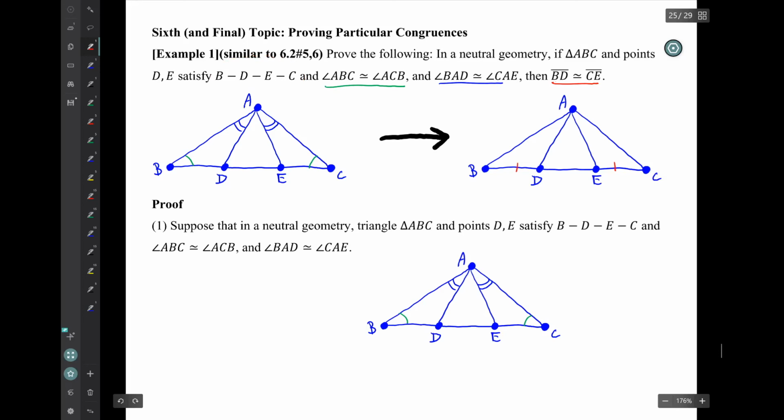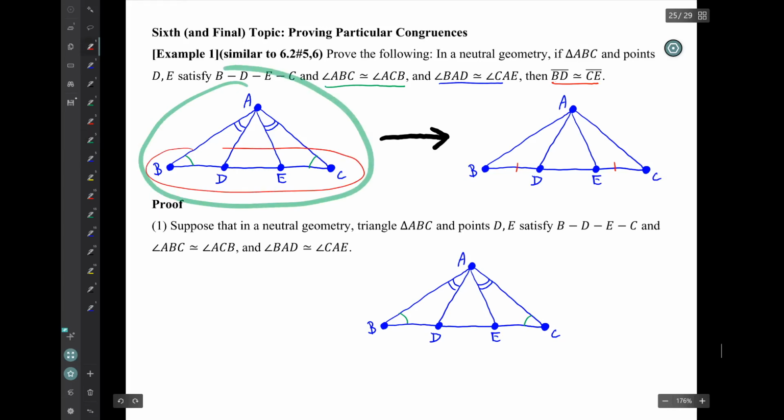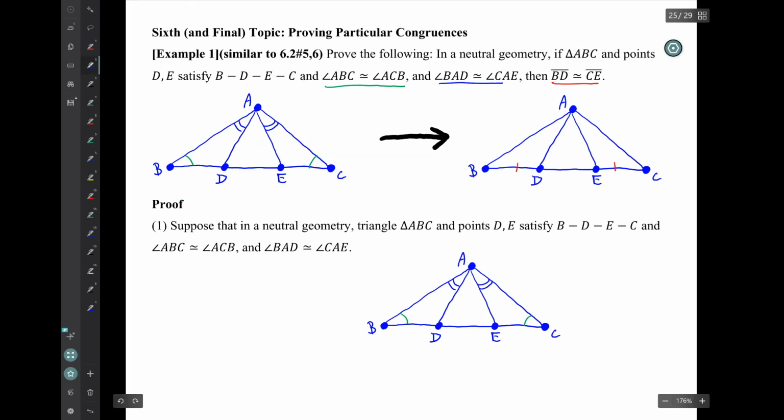So those are all illustrated here. You can see that here's a drawing of the hypothesis. We can see that the points satisfy that betweenness relationship. They satisfy that green angle congruence, and they satisfy that blue angle congruence. And here's an illustration of the conclusion showing that those points satisfy that segment congruence.